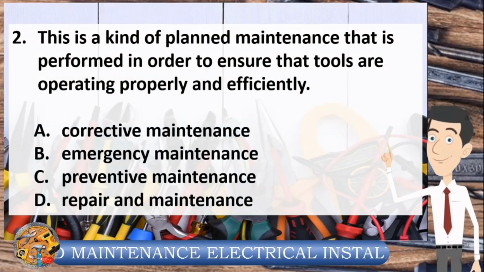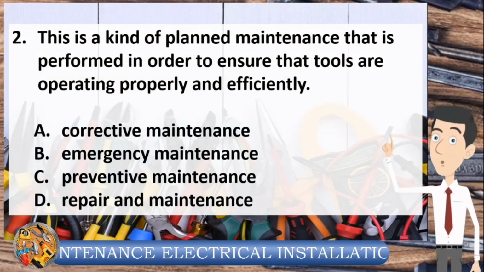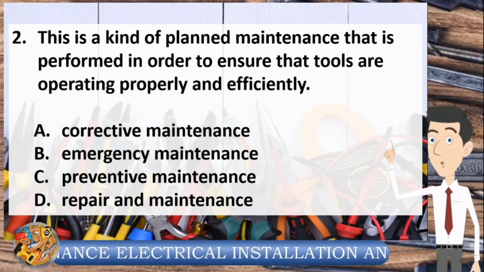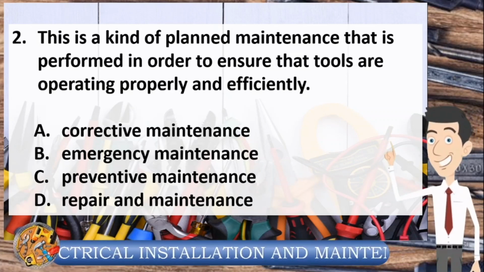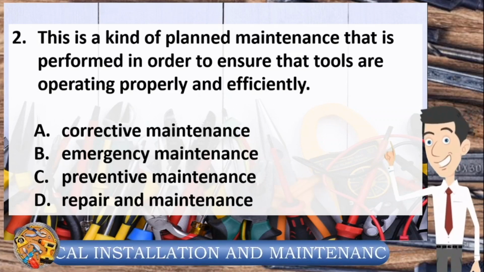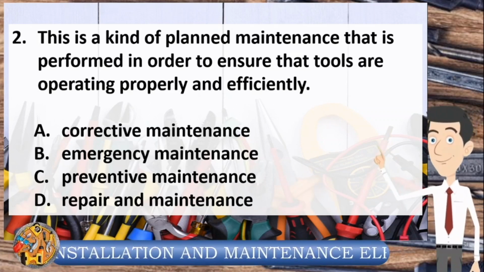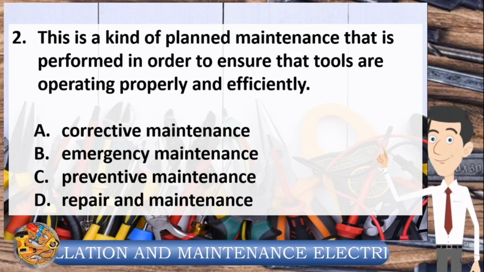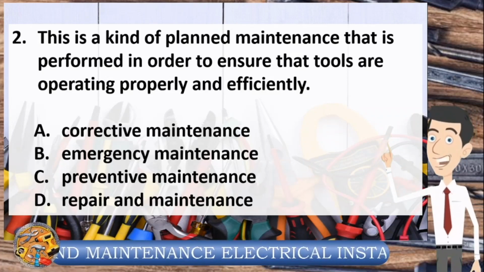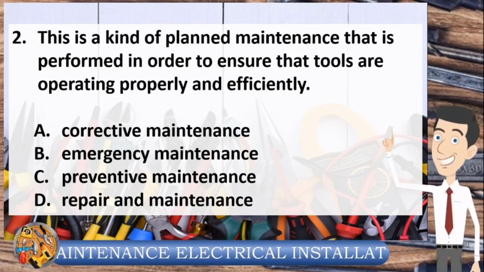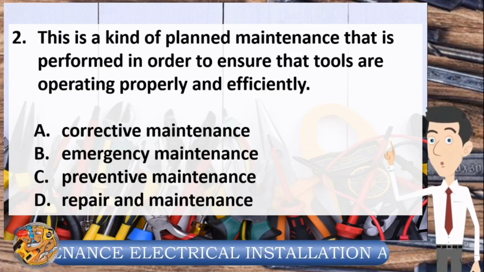For number 2, this is a kind of planned maintenance that is performed in order to ensure that tools are operating properly and efficiently. Letter A, corrective maintenance. Letter B, emergency maintenance. Letter C, preventive maintenance. And letter D, repair and maintenance.